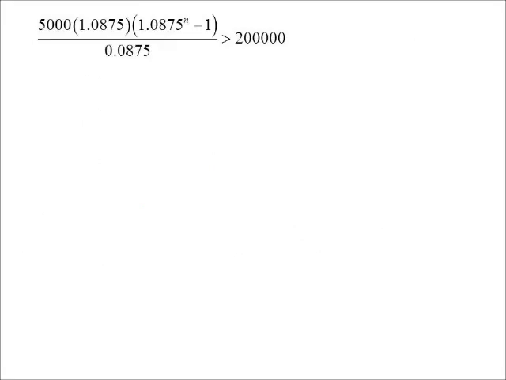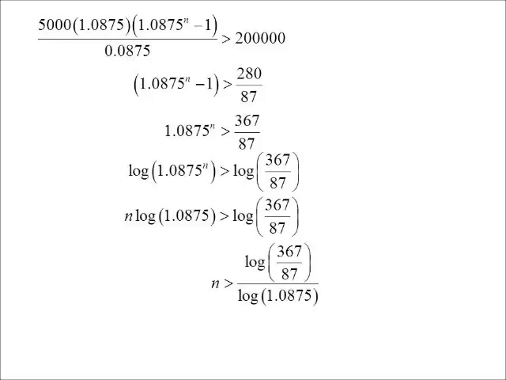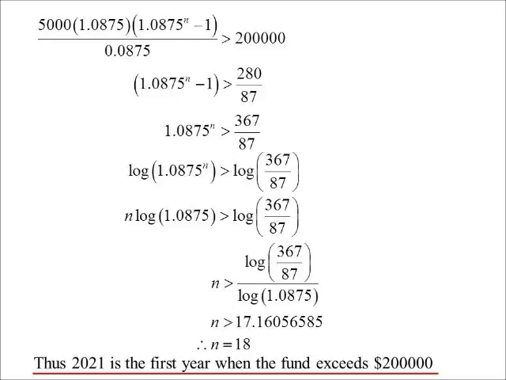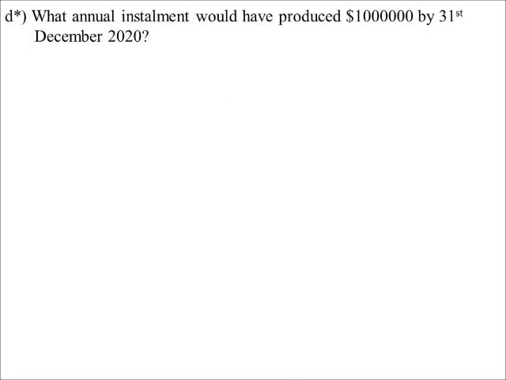Playing around with those numbers, actually, it works out quite nicely. That fraction's just 280 on 87. In this case, it's a log of a number bigger than 1, so it's fine, so we don't change the sign. And we get 17.1. Oh, this is going to be fun. So we know N is 18, because we don't round down: if N is 17, it hasn't reached 200,000 yet.